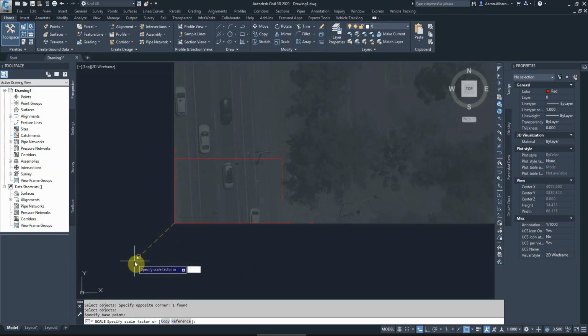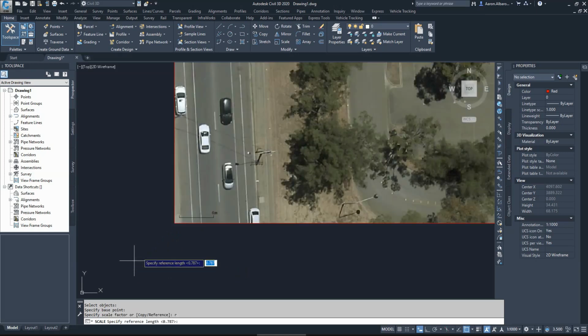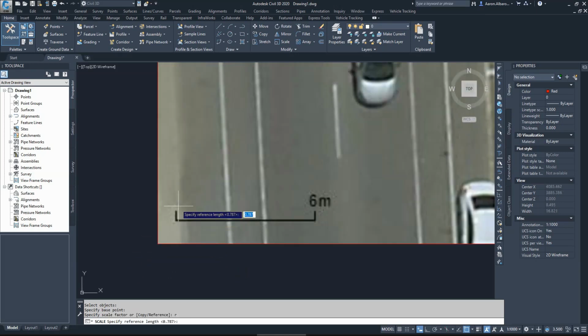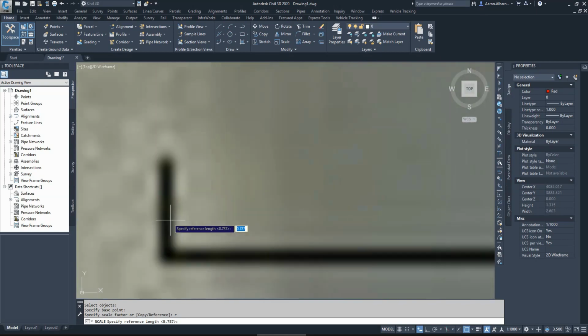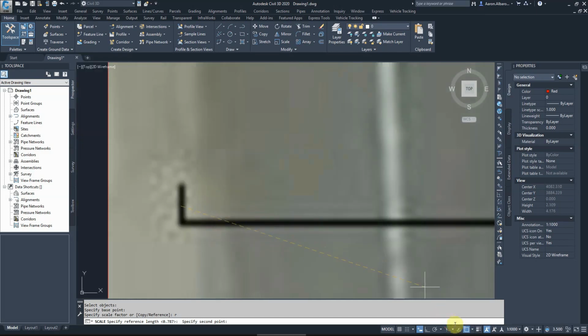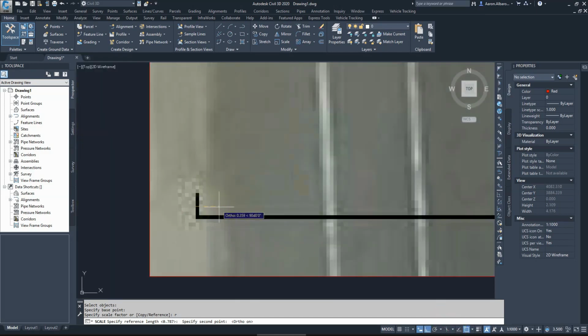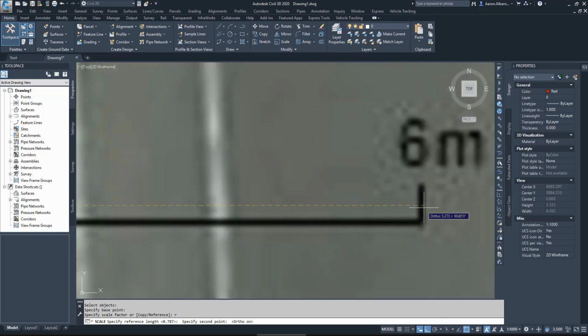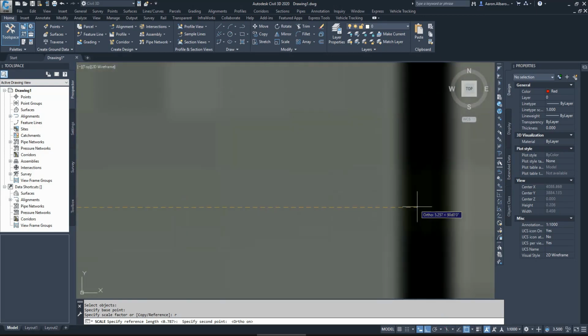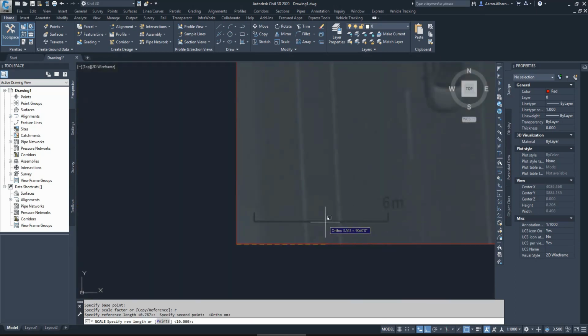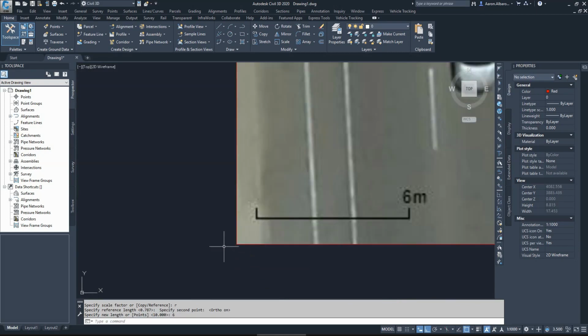I would say reference R, enter, and I'll zoom in as much as I can, and to be more accurate, I'll go into the center of that black line. That's where I said it's better to click the ortho, keep the ortho on, so you take a complete horizontal length there. I'm saying this measurement here, I want it to be 6 meters. So I will enter 6, enter.